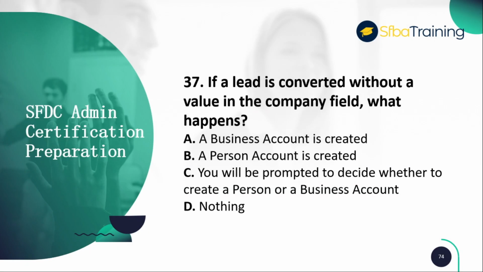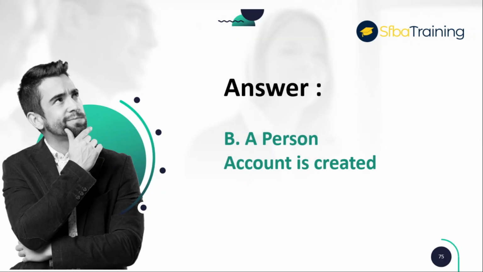Number 37. If a lead is converted without a value in the company field, what happens? A. A business account is created. B. A person account is created. C. You'll be prompted to decide whether to create a person or a business account. D. Nothing. The answer is B. A person account is created.